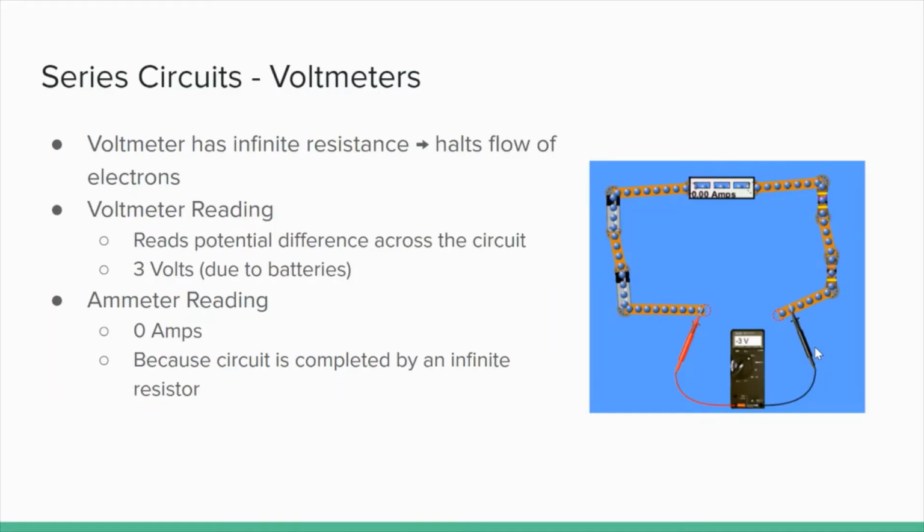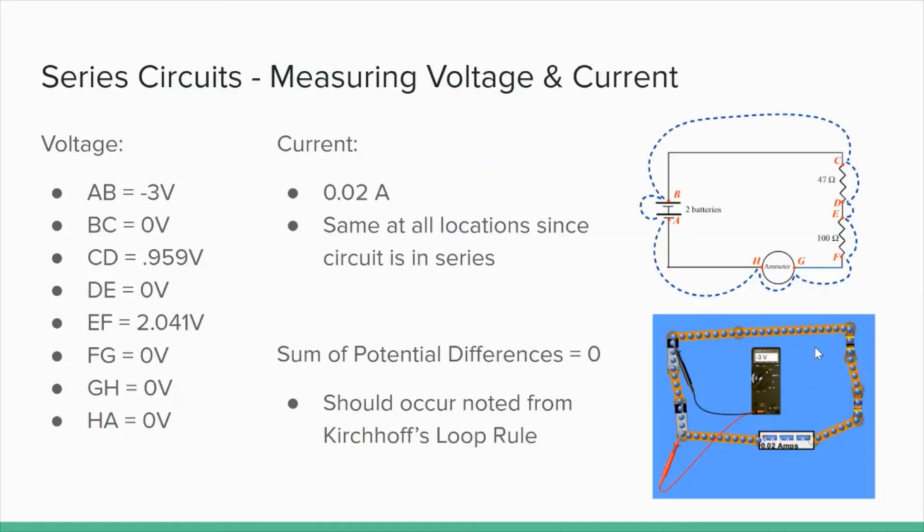Next, we would attach a voltmeter to the series circuit. This voltmeter would act as an infinite resistance and halt the flow of electrons, so the voltmeter reading would only give us 3 volts because of the batteries, while the ammeter reading would give us 0 amps because the circuit is now completed by an infinite resistor and therefore has no current.